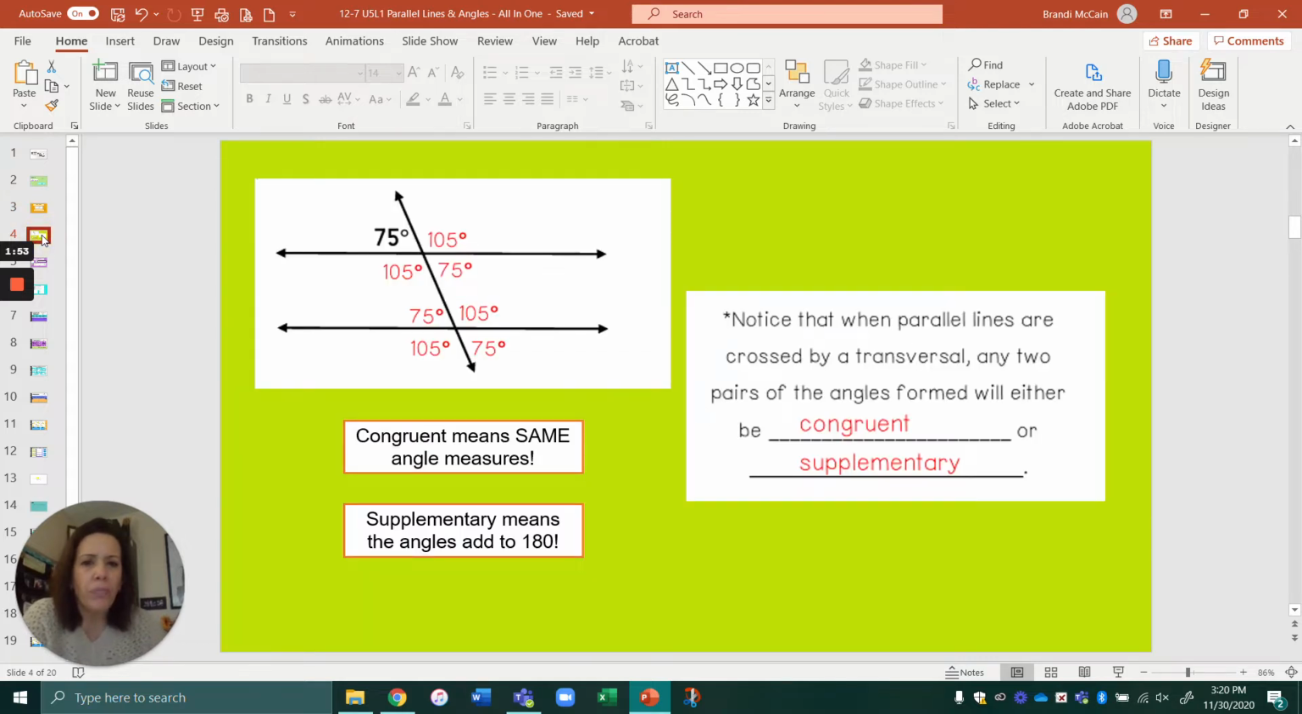So what we're going to learn is congruent means same, supplementary is 180. So notice that when parallel lines are crossed by a transversal, any two pairs of angles formed will either be congruent or supplementary. You can take any two angles. They're either going to be the same or they're going to add up to get 180. Period. That's it. That's all you get with parallel lines and transversals. Okay. So 75 and 105 make 180. 105 and 105 are congruent. 75 and 75 are congruent. 105 and 75 make 180. It's either 180 or congruent. Period. Okay.